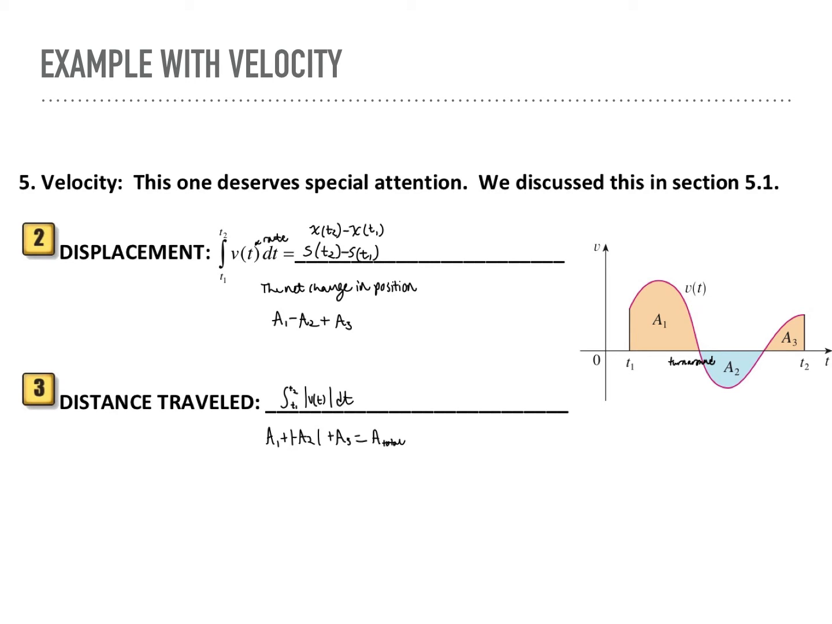So here's an example with velocity. With displacement, the integral from t1 to t2 of v of t dt equals the net change in position, and distance traveled equals the integral from t1 to t2 of the absolute value of v of t dt, which equals the total area.